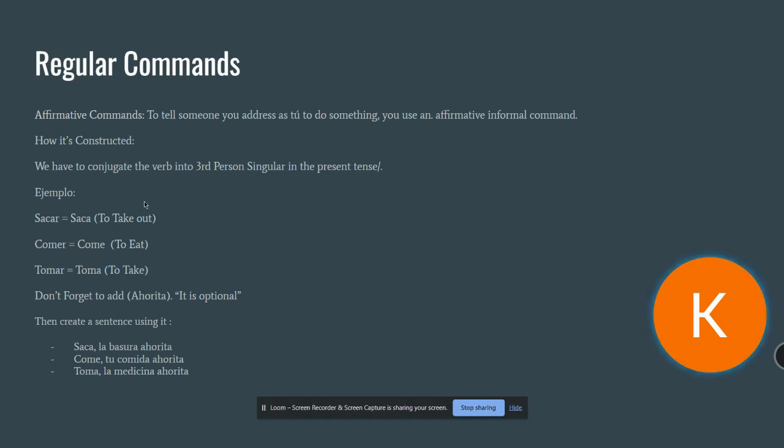Now, you can also add ahorita, it's optional. By knowing this, we can create a sentence. Saca la basura ahorita, come tu comida ahorita, toma la medicina ahorita.